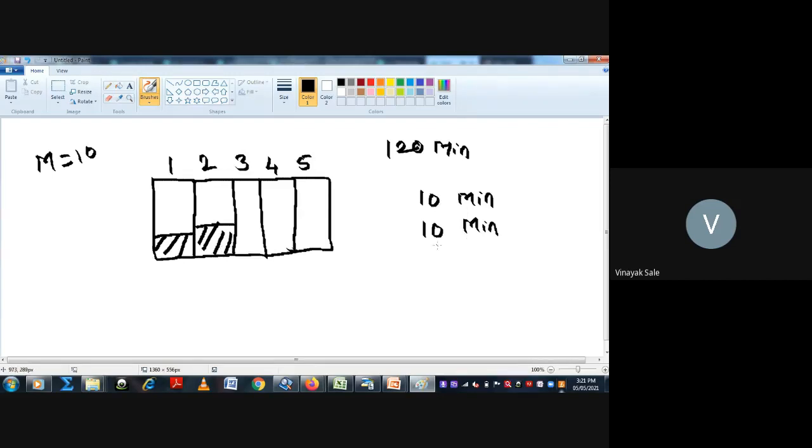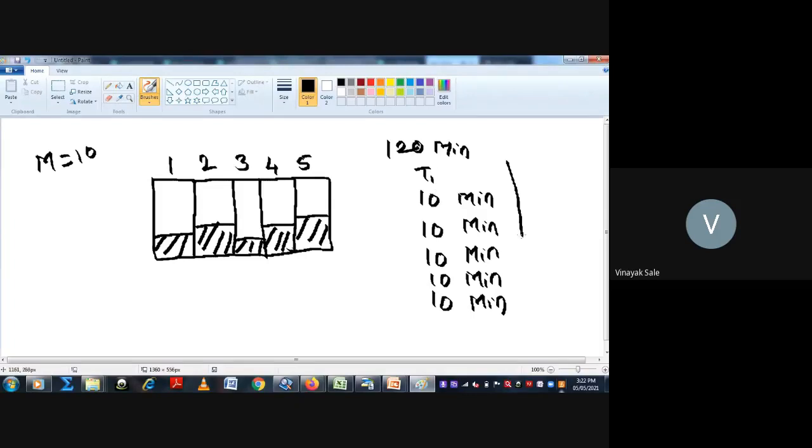Then in the next 10 minute time slot you have solved the next question up to this, then in the next time slot you have solved question fourth up to this. Then in the next time slot you solve this question. After this, this is the first time slot given to each question.